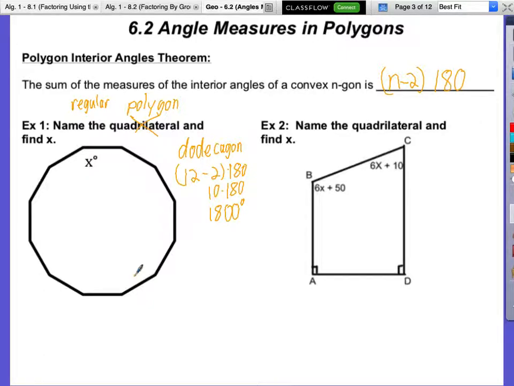Now that we have the sum of all the angles, Aubrey, what did you say we could do? Divide it by 12. Why 12, Aubrey? Because that's the number of sides and angles. The number of sides and angles are the same. So we divide it by 12 because if it's regular, that means it's equiangular. All the angles are the same. So then what do we get?